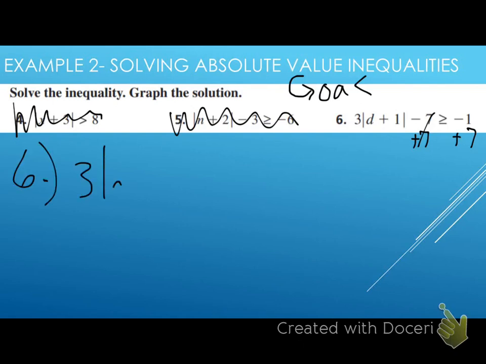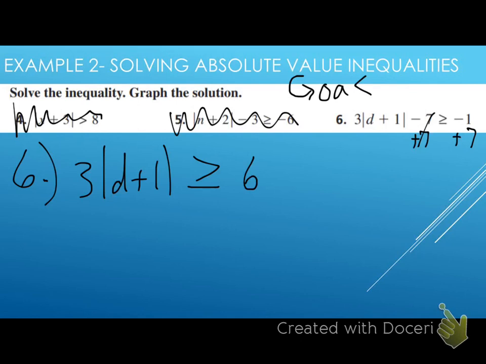3 times the absolute value of d plus 1. -1 plus 7 gives me 6. Symbol, flip, or stay? Stay. Is my absolute value now by itself? No. I still have that 3 outside of the absolute value bars. How would I get rid of that 3?